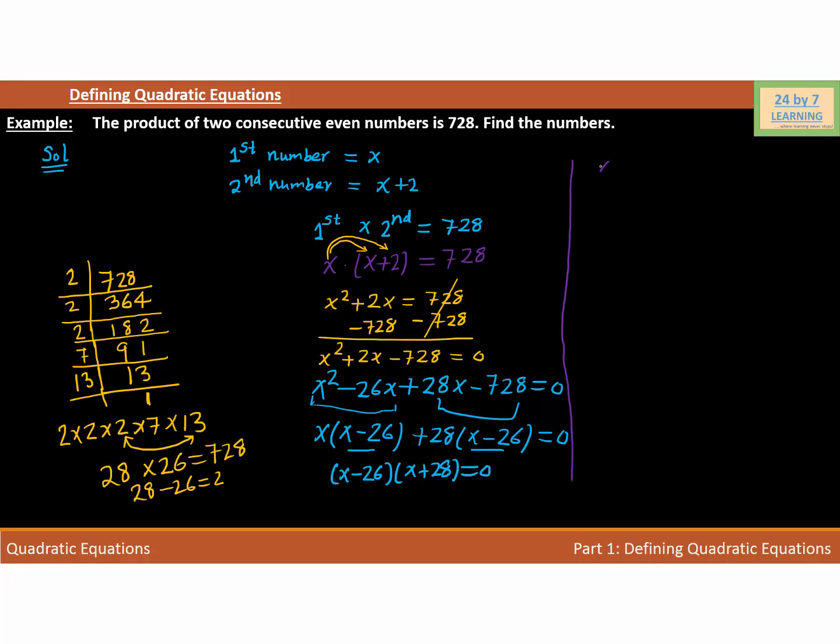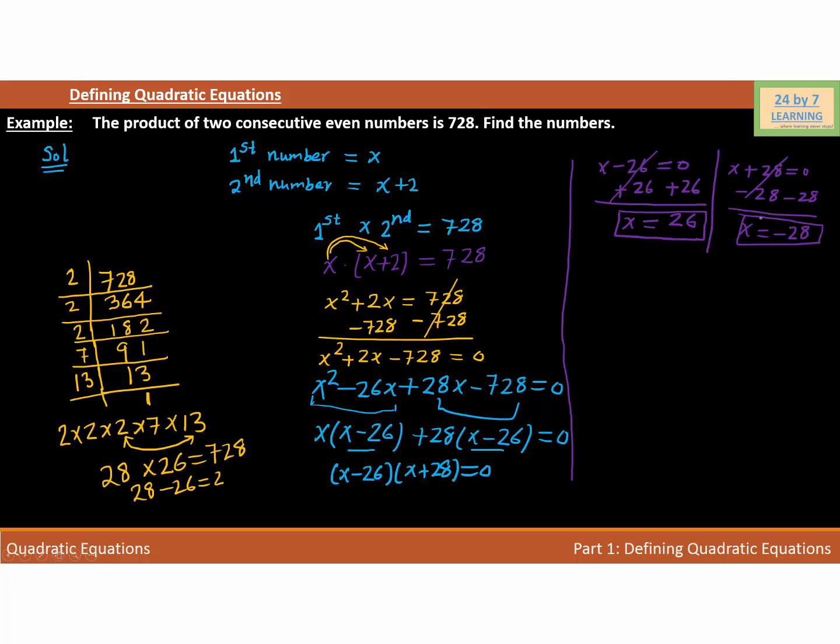So I will take x minus 26 is equal to 0, and I want to find x, so I'm going to add 26 on both sides. And if I add 26 on both sides, this term will be cancelled out, and I have x is equal to 0 plus 26, which is 26. So as you can see, my one number is 26. Let's try x plus 28. So x plus 28 is equal to 0, and I need to subtract 28 from both sides, and if I do that, this will be cancelled out, and I have x is equal to negative 28.